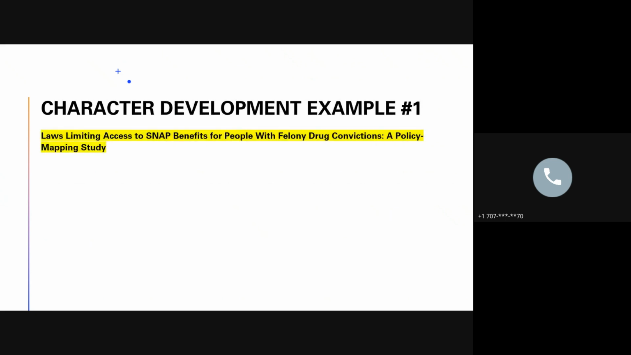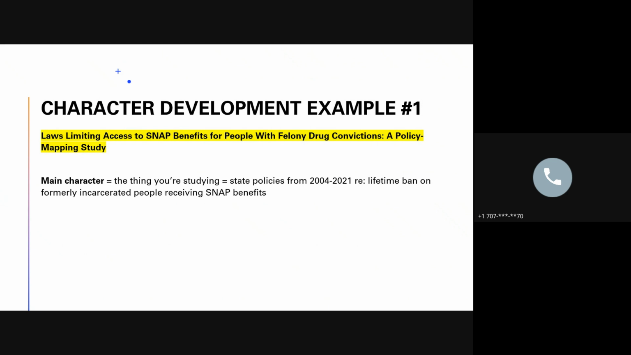So here's the SNAP benefits article again. The main character, the thing they're studying, is actually the state policies from 2004 to 2021 regarding the lifetime ban on formerly incarcerated people receiving SNAP benefits.